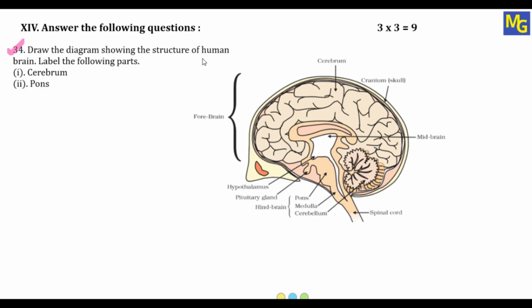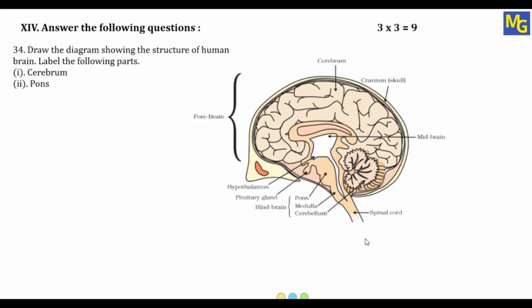Draw the diagram showing the structure of the human brain and label the following parts. Here we have to label cerebrum and pons, and we have to draw the human brain diagram. You can see this is the diagram of the human brain. It is again from the NCERT book, and here we have to label cerebrum and pons. Here is the cerebrum, this we have to label, and pons is here, so this we have to label. These are the 2 labelings which we have to do for this question. Remember, drawing this brain is a little bit difficult, but if you remember some tricks, then it will be easy. I will be doing a separate video to show how to draw this brain easily.